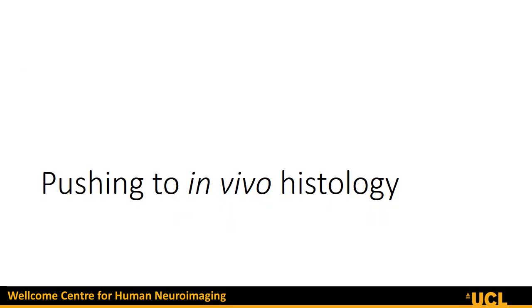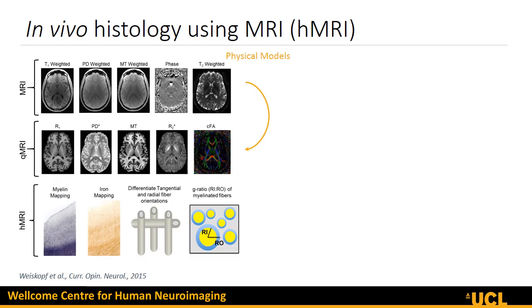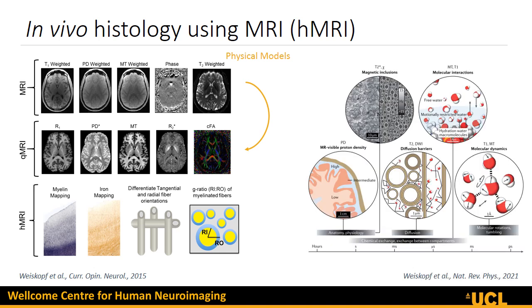So now I want to finish off by putting quantitative MRI in the context of the bigger picture of in vivo histology. I have shown you that physical models take us from weighted MRI signals with multiple contributions to specific physical parameters. And these measures reflect tissue microstructure in different ways, depending on their sensitivity to various processes happening on multiple microstructural and temporal scales, making them good proxies for biological features.